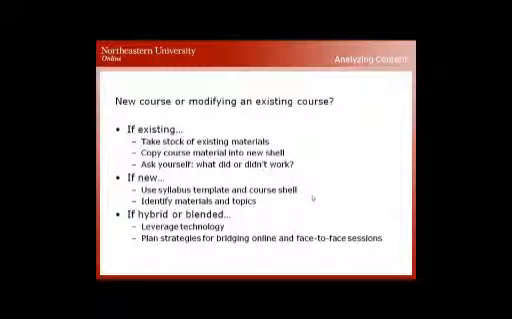If you're creating a new course, use the syllabus template and course shell to help you to plan out your term. This means you need to identify weekly objectives, possible readings, lectures, and discussion topics, and types of assignments needed. If you are teaching a hybrid or blended course, determine what activities and materials work best for face-to-face and online meetings. Think about how to leverage the technology so that your face-to-face and online sessions are as productive as possible.